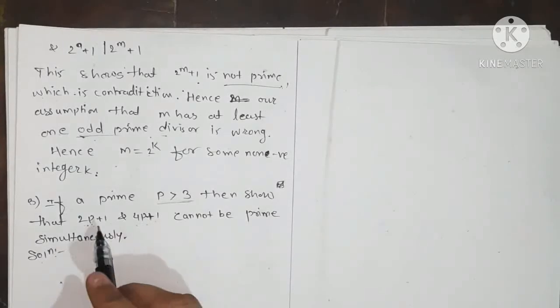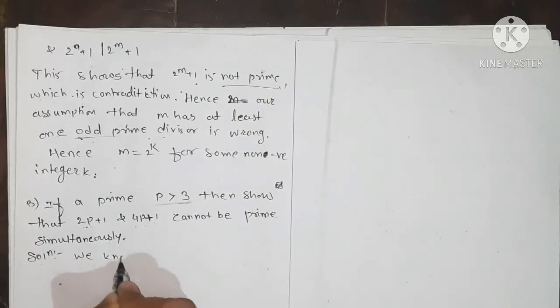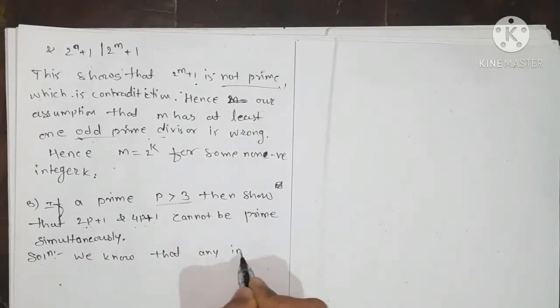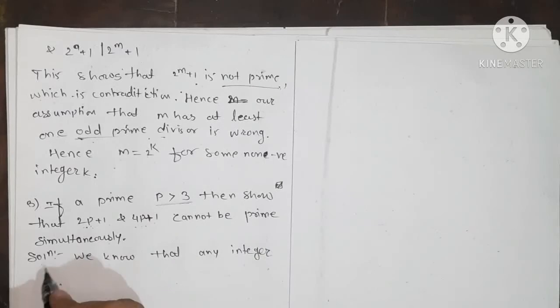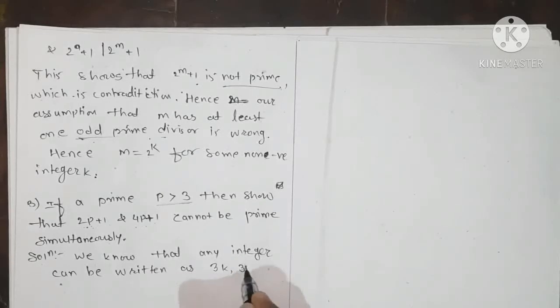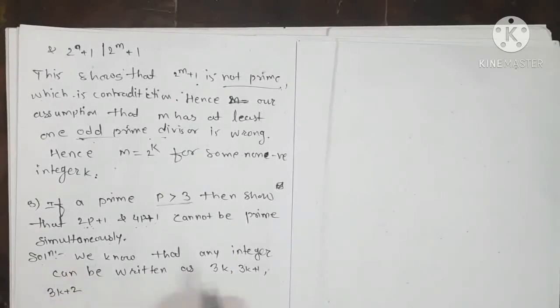Okay, and therefore to show this, we know that any integer can be written as 3k, 3k plus 1, 3k plus 2. That is, any integer can be written in this form.